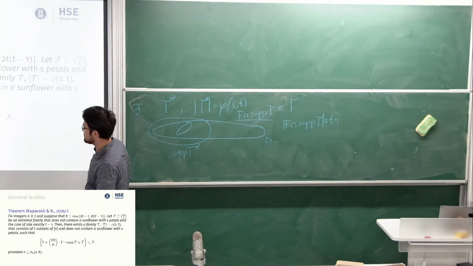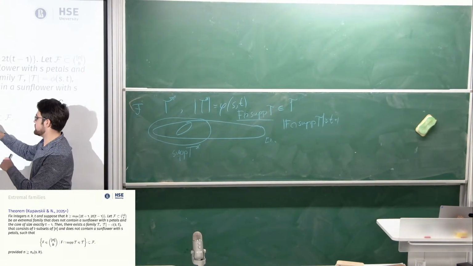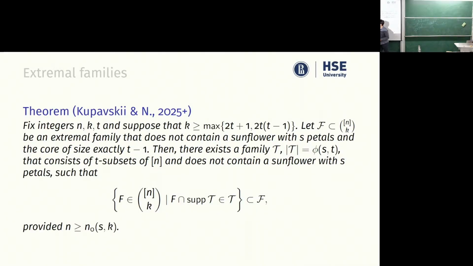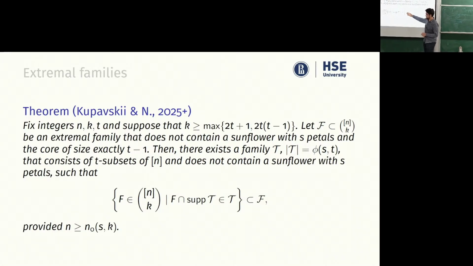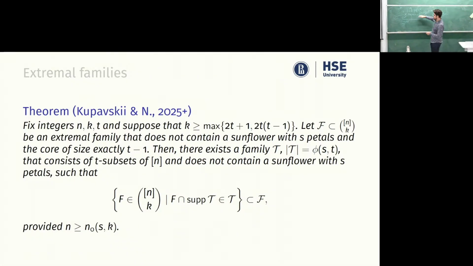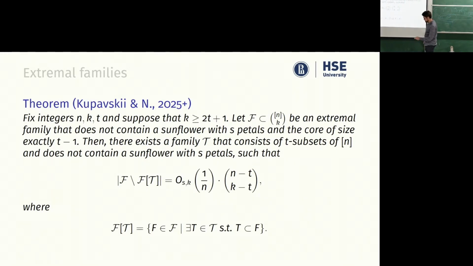So the Füredi and Frankl example forms a first level of the extremal family, but probably there are some other sets inside the extremal F which intersect the support of T by more than T elements, T plus 1, T plus 2, etc. And it is indeed the case.